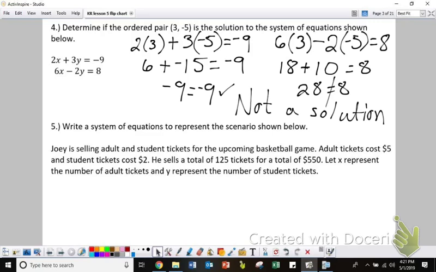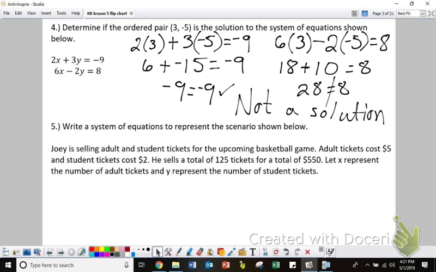Okay, so the ordered pair (3, -5) is not a solution. Number 5 says, write a system of equations to represent the scenario shown below. Joey is selling adult and student tickets for the upcoming basketball game. Adult tickets cost $5 and student tickets cost $2. He sells a total of 125 tickets for a total of $550. Let X represent the number of adult tickets and Y represent the number of student tickets. So they already defined your variables for you.